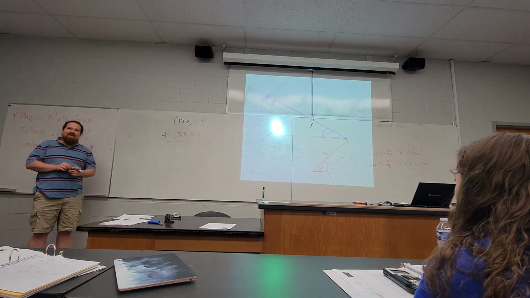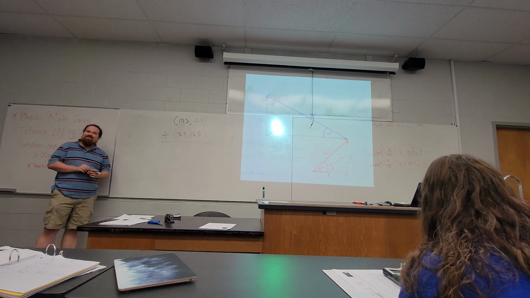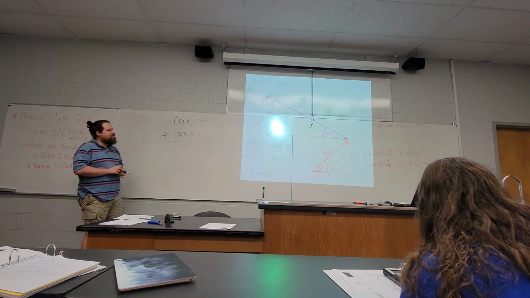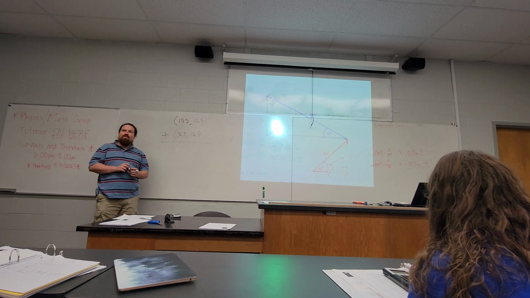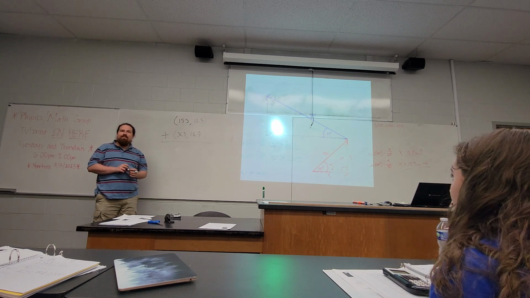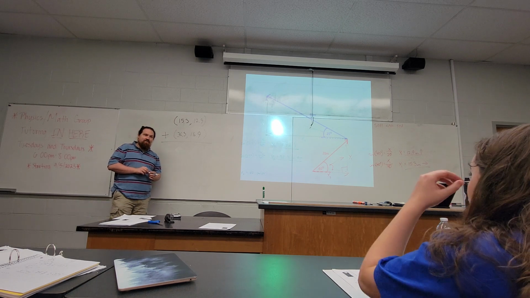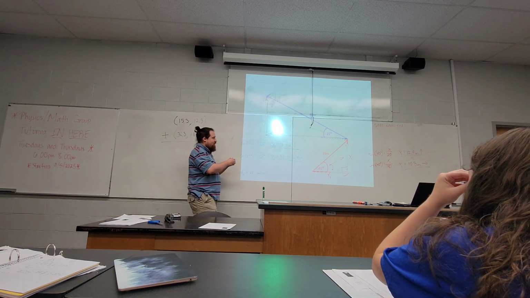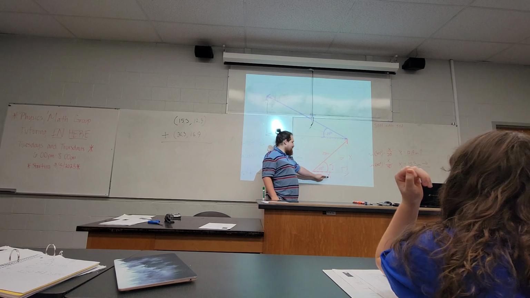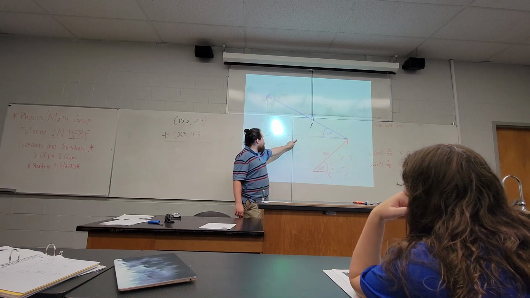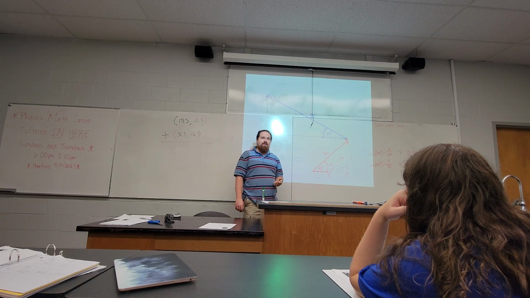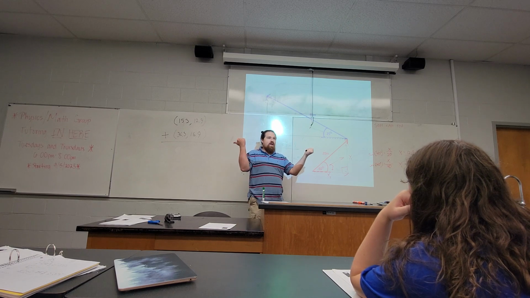Has anyone caught the mistake that I left in on purpose? One of the x's should be negative. Because if you look at this picture, the two x legs of these two different triangles work against one another. One points left, one points right.